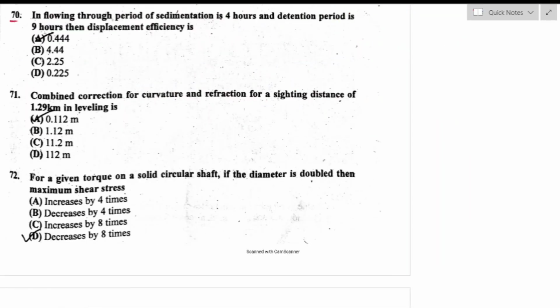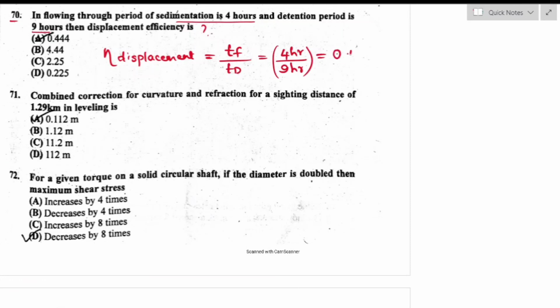Question number 70. If flowing through period of a sedimentation tank is 4 hours and the detention period is 9 hours, then the displacement efficiency is. Displacement efficiency is given by the ratio of flowing through period divided by detention period. So flowing through period is 4 hours and the detention period is 9 hours. If you calculate this ratio, the answer will be 0.444. So option A is the right answer.